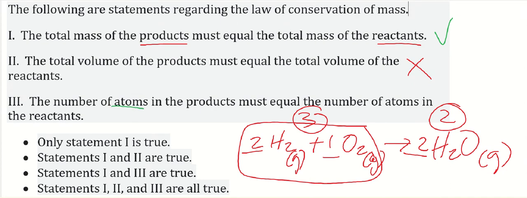Number of atoms must equal the number of atoms. Yes, that's conserving mass. That's why we balance equations. That's the whole point of that. There it is.